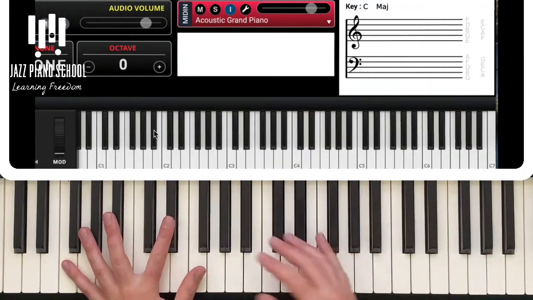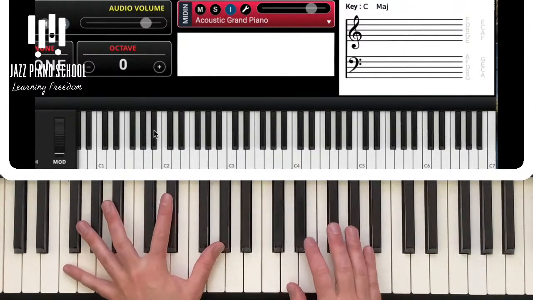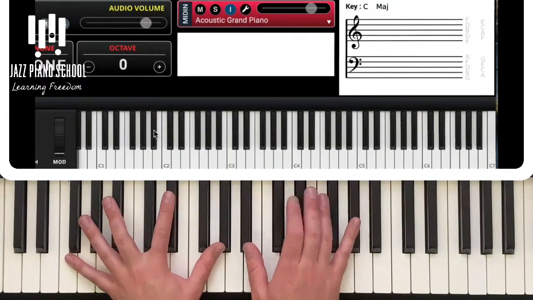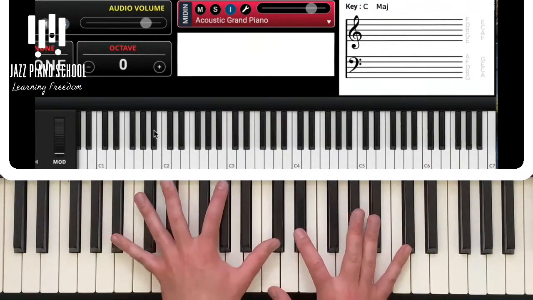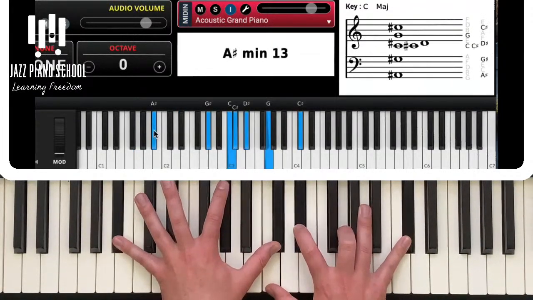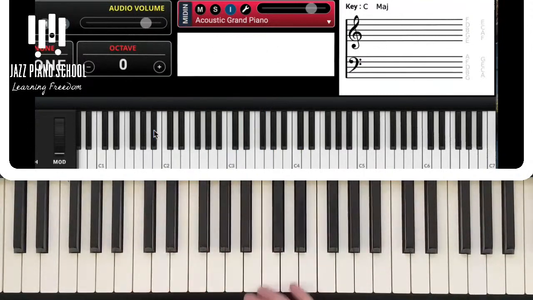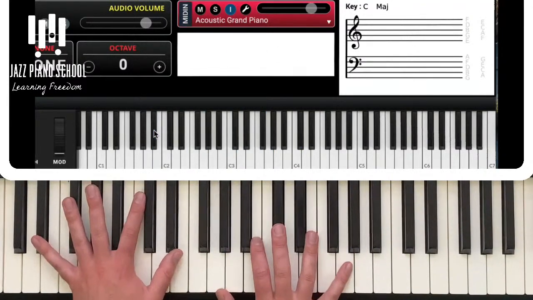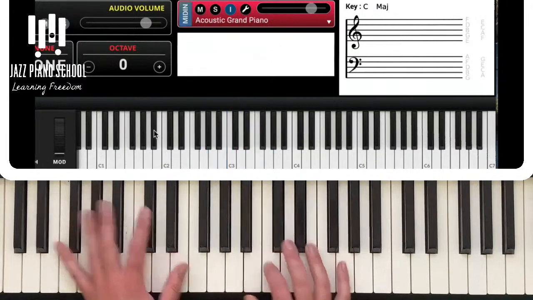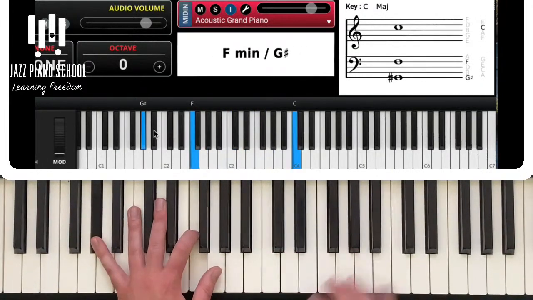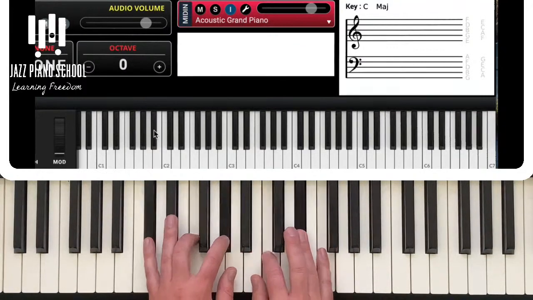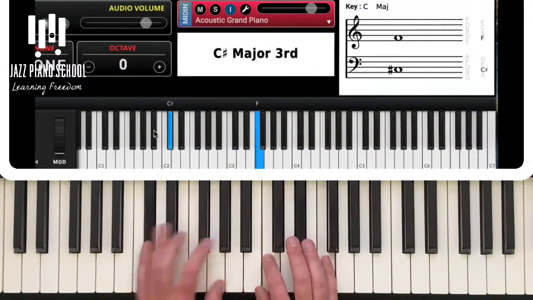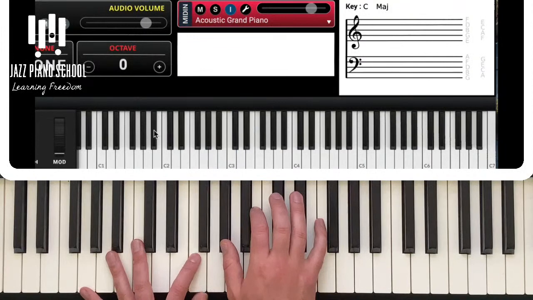after upper structure triads. So if I were to play All the Things You Are, I can add the 11 whenever I want, or the 13. My first voicing could be this. And then I move to my next voicing. Maybe I do this. And then I go to my dominant 7 chord. Maybe I go simple. Maybe I go lots of extensions.